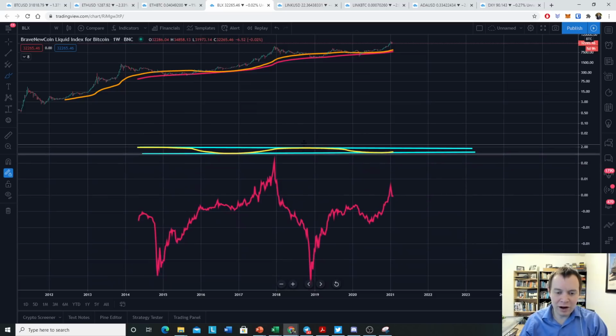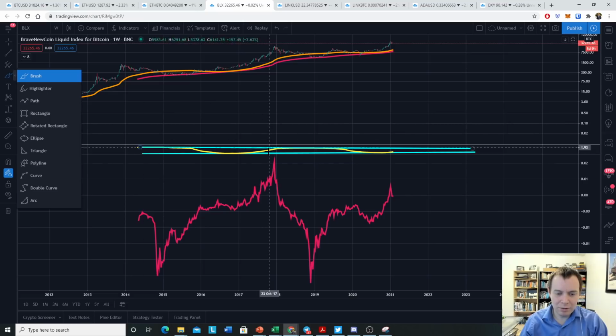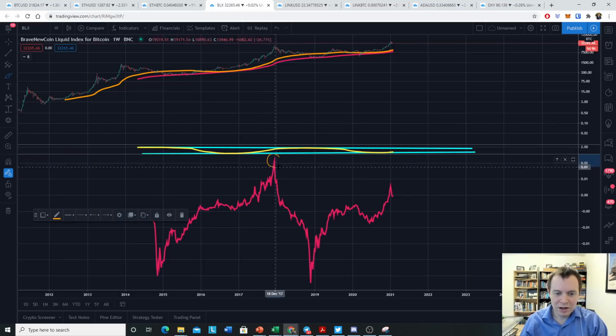If we scroll this up, you can see that in fact we see a momentum shift in the time derivative of the 100-week divided by the 200-week right here. The week of December 11th, 2017. This is right through the peak.